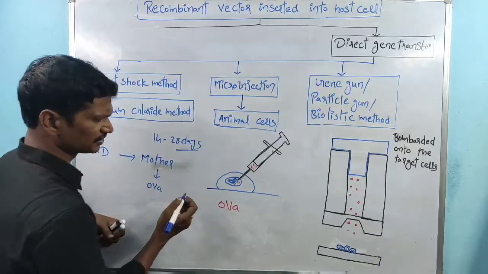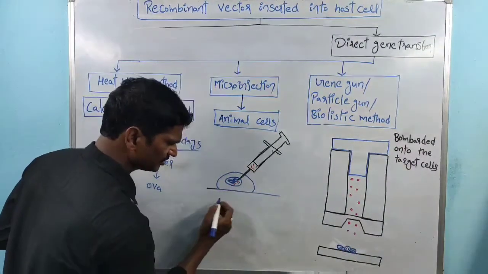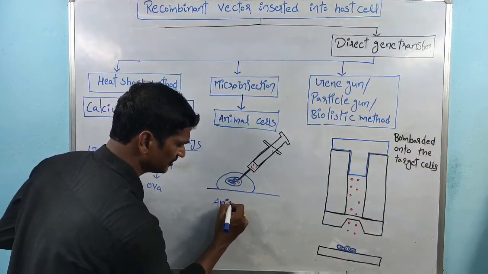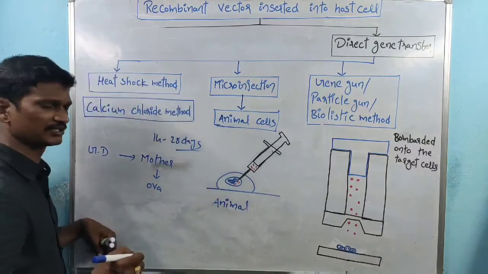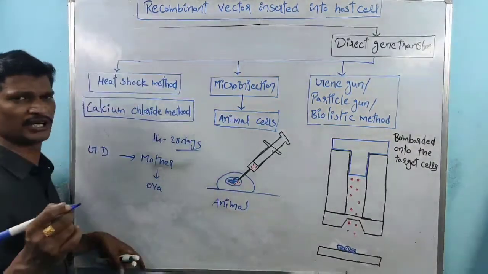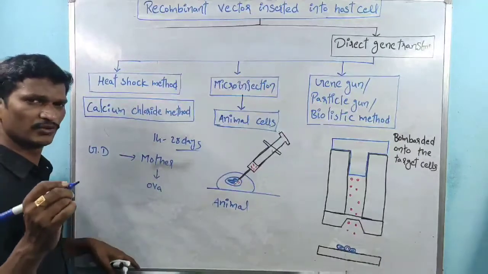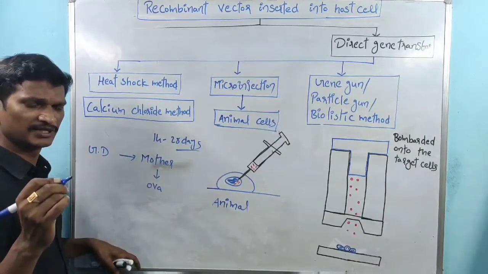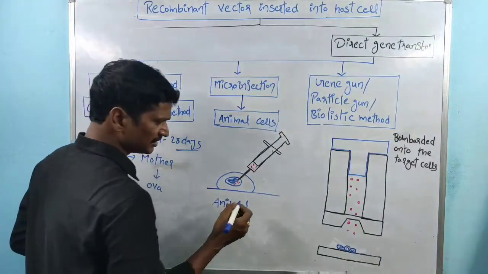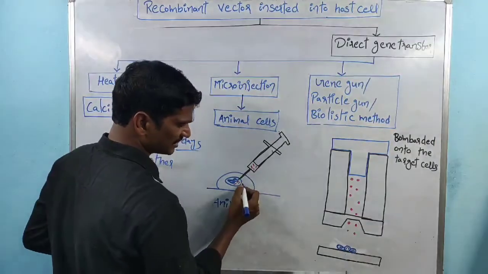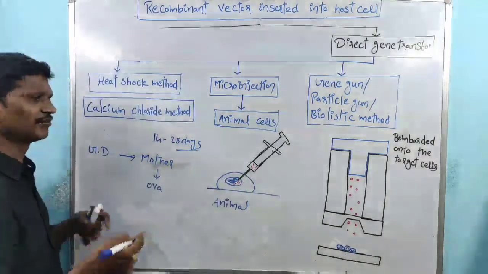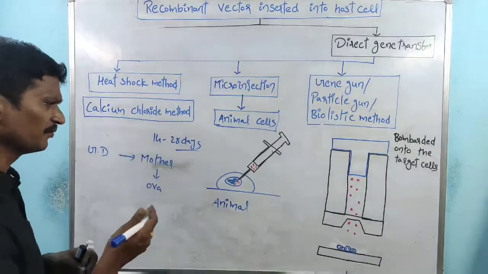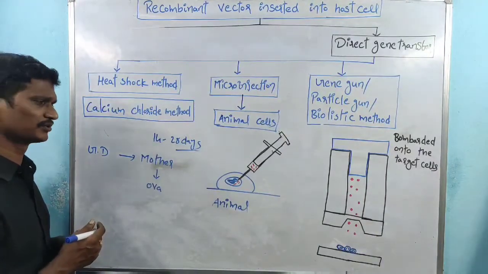Suppose this is not the ova. In this case, this is one of the animal cells. We want to produce a target protein, and the target protein is only expressed in animal cells. So in that case, within that animal cell, the desired genes are inserted. Many cells are produced, and finally our desired protein is produced.